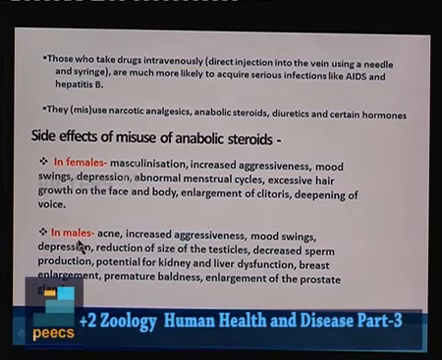What about in males? In males, the side effects are different. There will be formation of acne or pimples, there will be increased aggressiveness, mood swings, depression, reduction of size of testicles, decreased sperm production, potential for kidney and liver dysfunction, breast enlargement, premature baldness, enlargement of prostate gland. All these are side effects noticed in the case of male due to misuse of anabolic steroids.